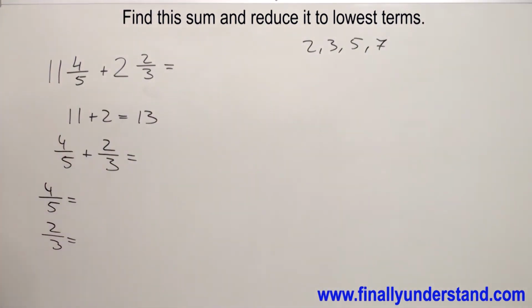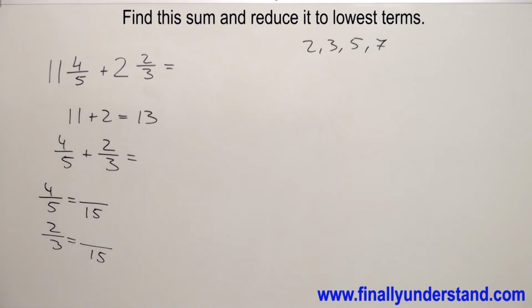So if your denominators are prime numbers, okay, you don't think too long, just simply multiply them by each other. So that's why my common denominator is 3 times 5 equals 15.